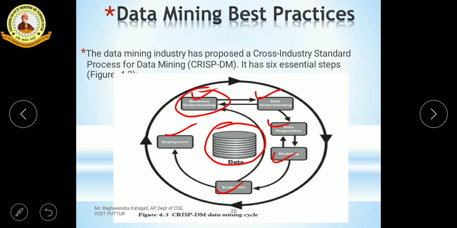So the first step is, as usual, business understanding. The second step is data understanding. The third step is data preparation. The fourth step is modeling, then evaluation, and deployment. So this is how the CRISP-DM data mining cycle works. In the first step, business understanding, it is an important step in data mining: asking the right business question.